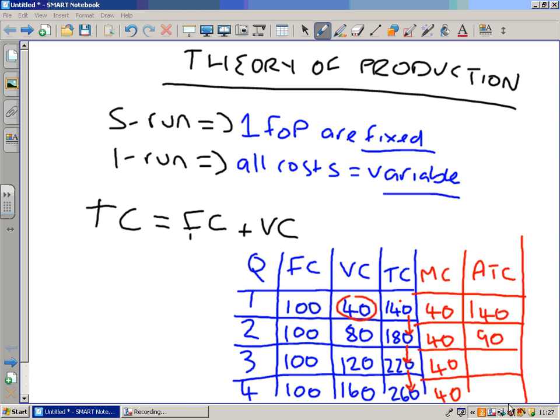Next one, 220 divided by 3. If my maths are right, that will come to 73, and then, of course, a few pence as well. Next one, 260 divided by 4. That comes to 65. Okay, now what we can see here then is as output increases, the average cost of producing something has fallen for this business. This is what we call increasing returns to scale. And we'll look at this in a diagram in a minute.